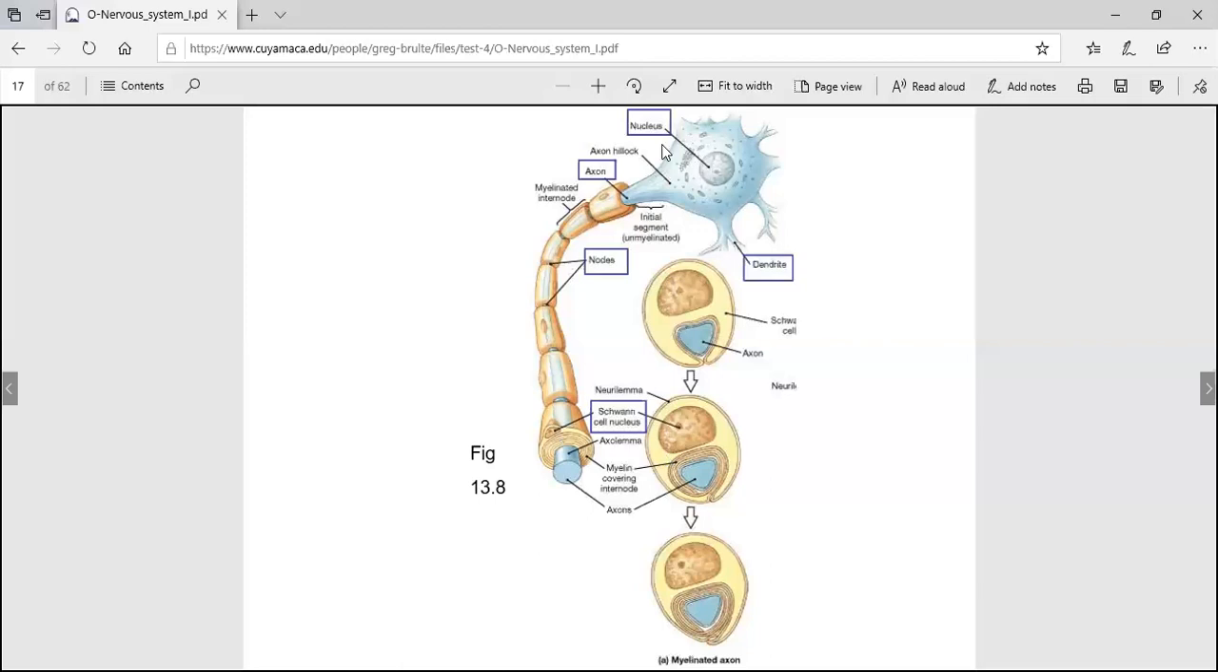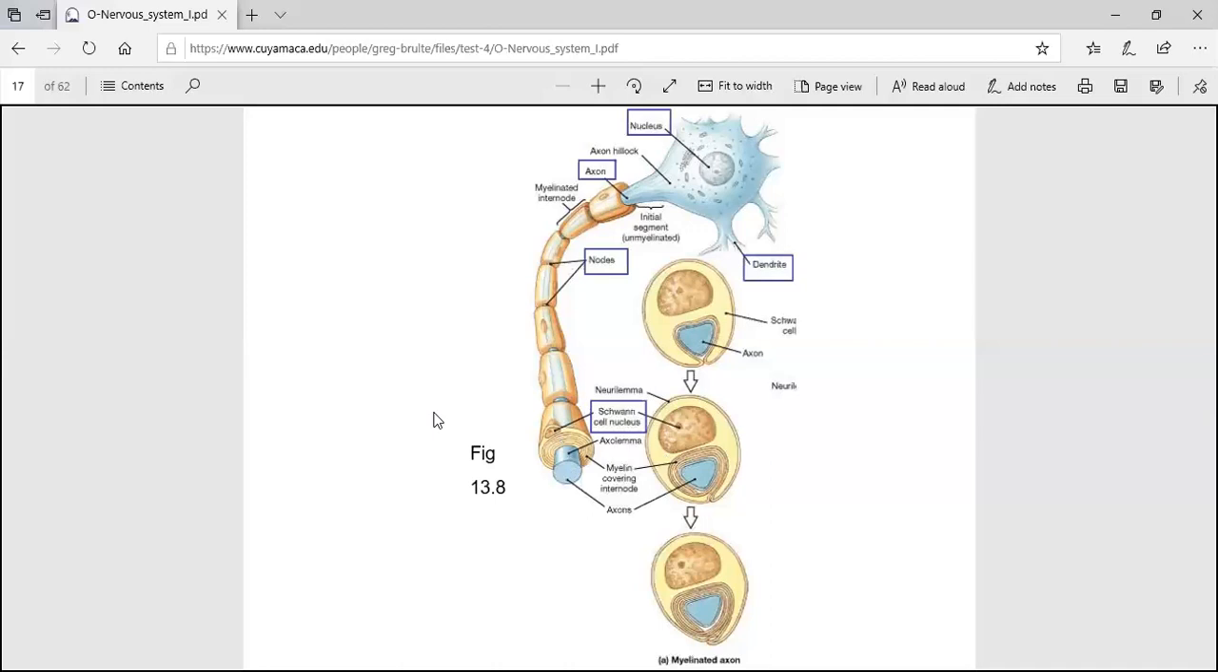This is anatomy, which is mostly point and name. I could draw a little square here and you'd go axon hillock. I could point at the cell and you would go Schwann cell. I could point at the node, you'd go node of Ranvier. I could point at this and you go axon. So what's faster, myelinated or unmyelinated axons? What sends the signal faster?